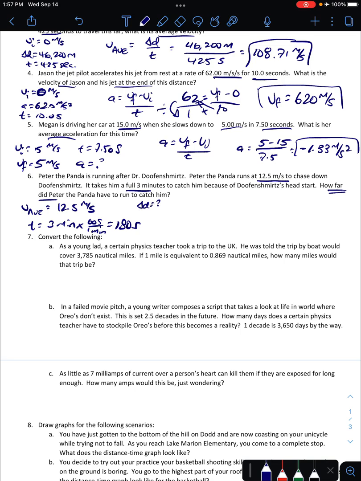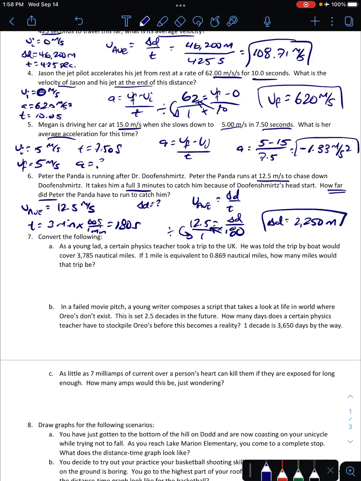All right. So v average equals delta D over t. So this will be 12.5 equals delta D over 180. All right. Put it over like that. Cross multiply. Divide. 180 times 12.5. My distance here would be 2,250 meters.